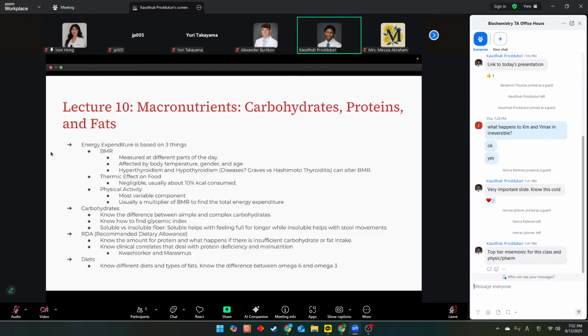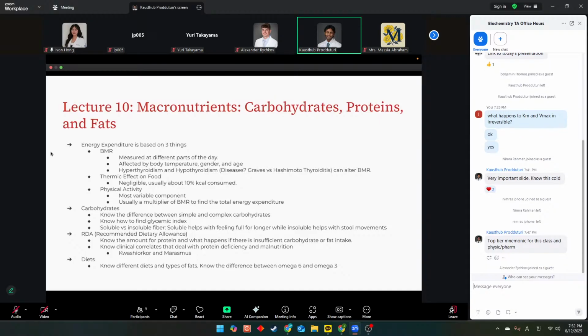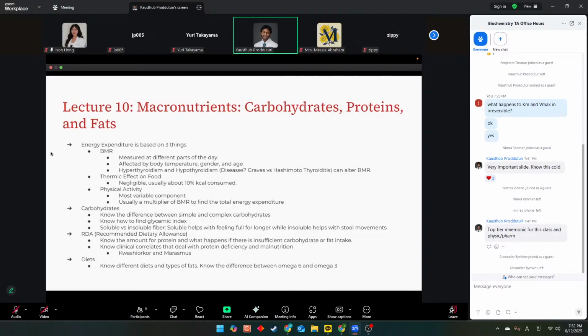So lecture 10 is about different macronutrients. It's a pretty word-heavy lecture. I don't know if you guys have taken a look at the lecture slides, but I've summarized it and put down some key points, some things to focus on. Definitely know BMR, basal metabolic rate, and how it's measured at different parts of the day. Know what is affected by it, like body temperature, age, gender. Definitely know what affects the BMR.